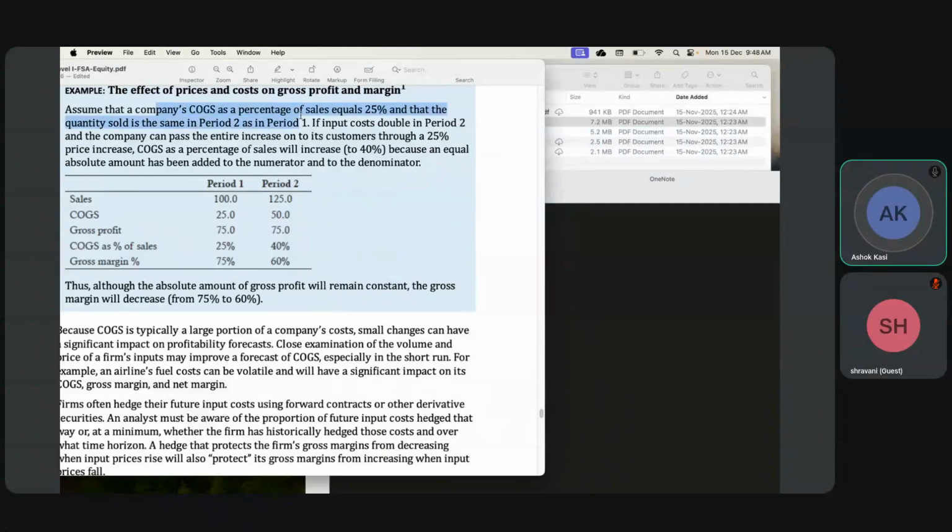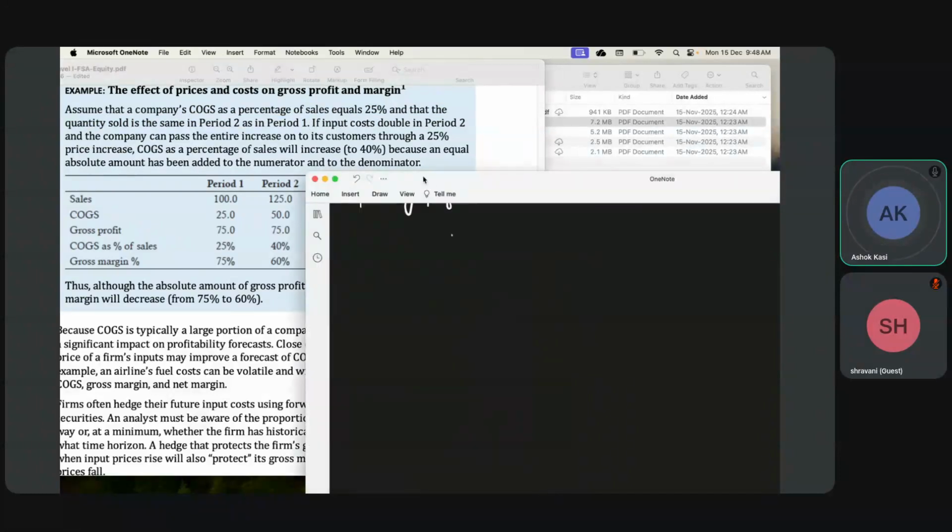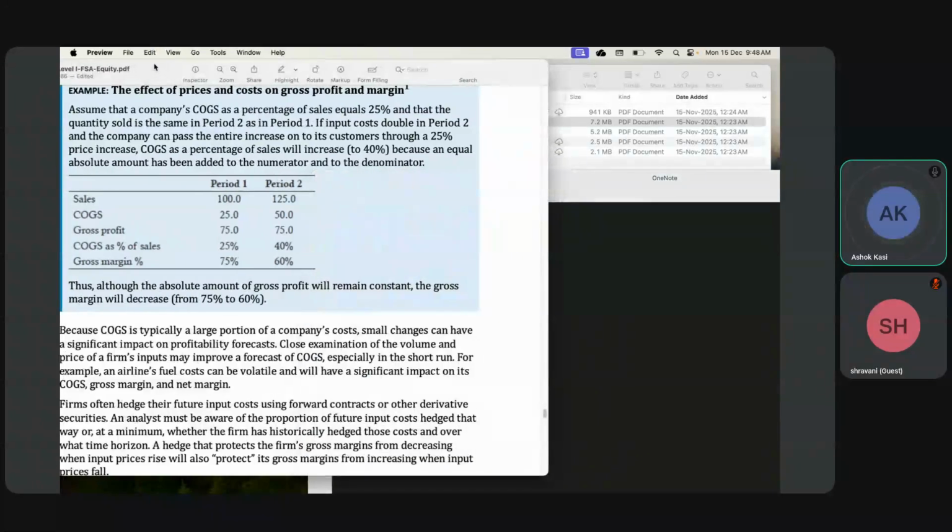Cost of goods sold as a percentage of sales equals 25%, and the quantity sold is the same in period 2 as in period 1. Assume that a company's cost of goods sold as a percentage of sales equals 25%, and that the quantity sold is the same in period 2 as in period 1.